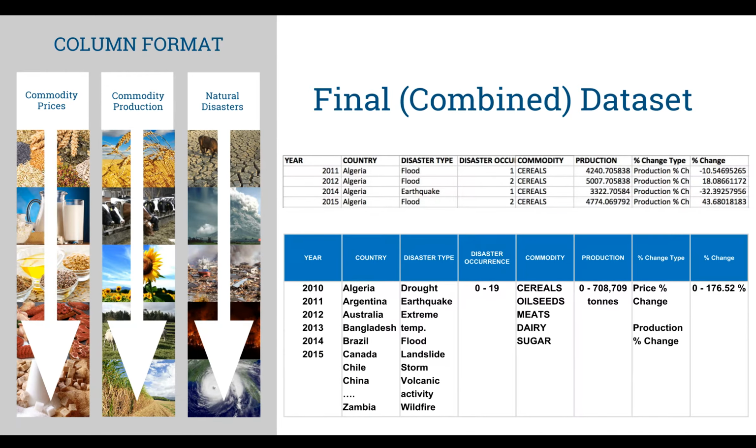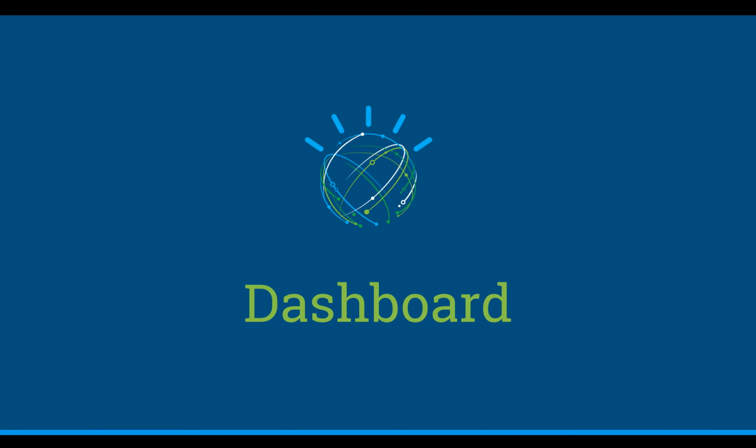We wrangled these datasets using Microsoft Excel to form our final dataset consisting of the following columns: years, countries, disaster types, disaster occurrences, commodity categories, production values, percent change types, and finally, percent change values. Now let's take a look at the dashboard.